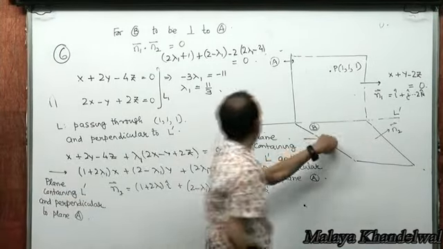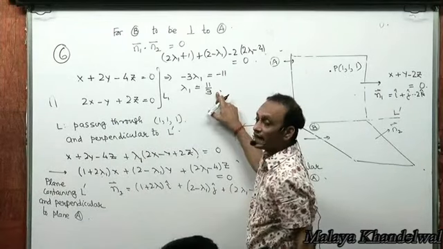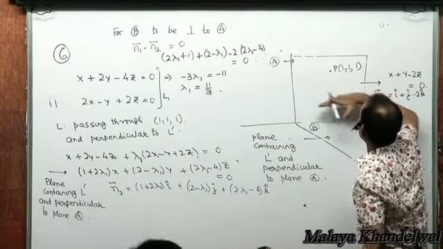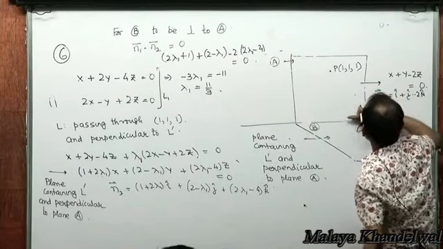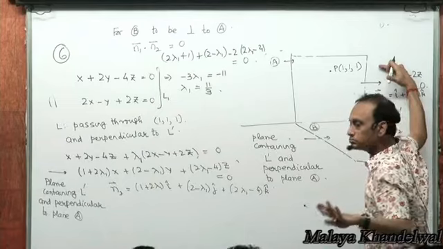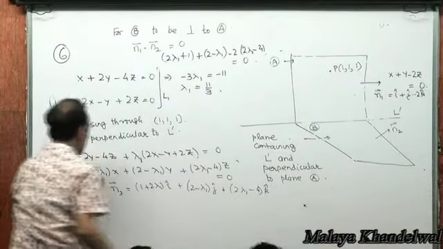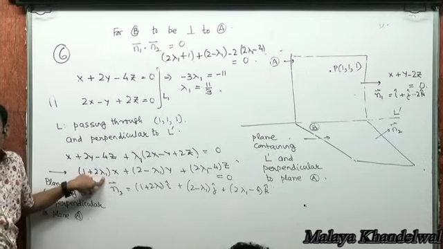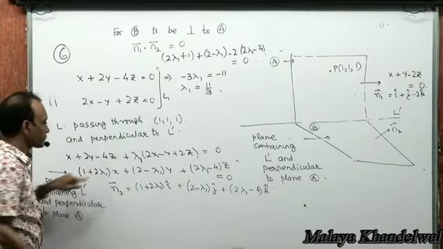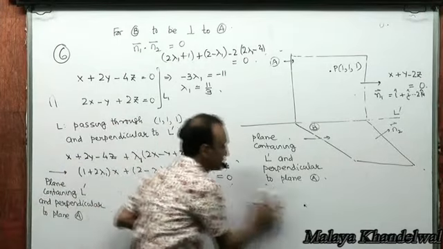That means the plane B. So if I plug in lambda 1 equal to 11 by 3, I get a plane perpendicular to this plane, containing the line L prime and passing through 1, 1, 1. Yes or no? Let me do that. So let me plug in lambda 1 equal to 11 by 3. If you suspect calculation mistakes, fix it. All right.